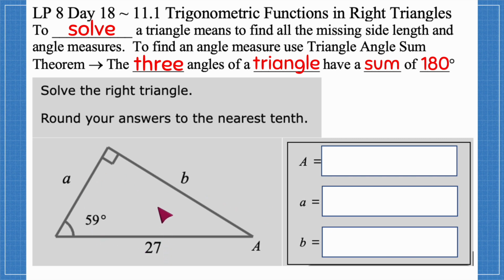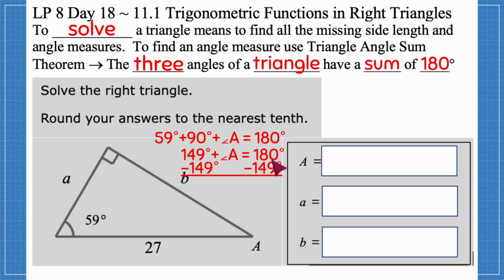of the 6. So if we want to know what is angle A, well, we're going to use the triangle angle sum theorem. We have 59 plus the 90 plus angle A equals 180. So if I add these two together, I get 149 plus angle A equals 180. So I'm just simply going to subtract the 149 to see what's left over of my 180 to be angle A. So angle A has to be 31 degrees. So I've already filled in one of my missing pieces.